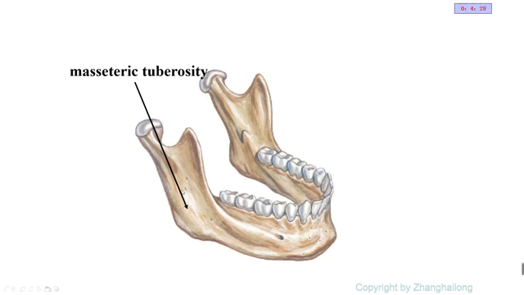On the lateral surface of the ramus, there is the masseteric tuberosity. What's a tuberosity? A tuberosity means that on the surface of the bone there are many small processes, not a smooth surface. The tuberosity is the insertion of some muscle. This muscle is the masseter. It comes from the temporal bone, then goes downwards to here. When this muscle contracts, this part goes upwards, which makes your mandible move upwards.